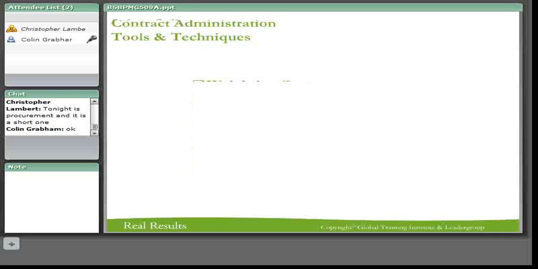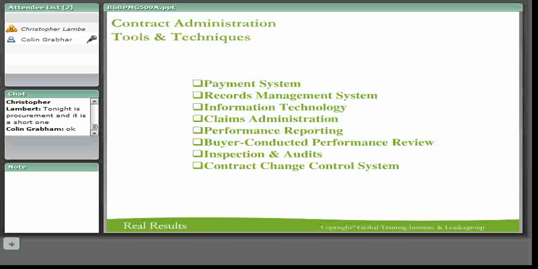Let's look at contract administration and some of the tools and techniques for that. You're going to look at a payment system. Right, so when does the person get paid? On what basis does a person get paid?